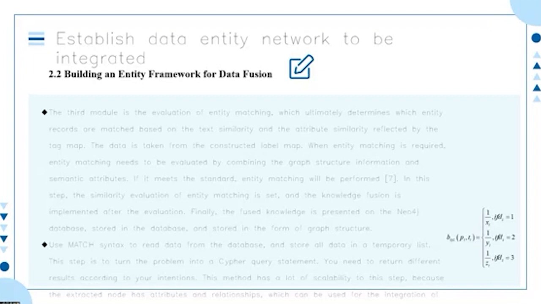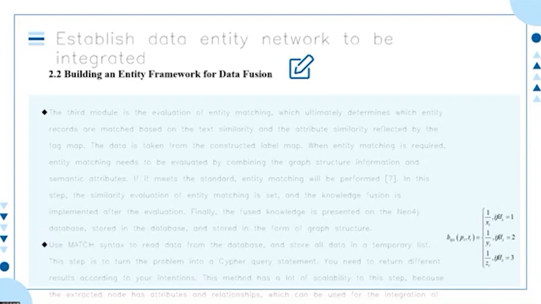and graph structure information and simulate abstract. If it meets the standard, matching will be performed. In this step, the similarity evaluation of intermatching is set, and the knowledge fusion is complete after evaluation. Finally, the view's knowledge is pretend on the database, scored in the database, and stored in the form of graph structure. Use match syntax to read data from the database and store all data in the temporary list.